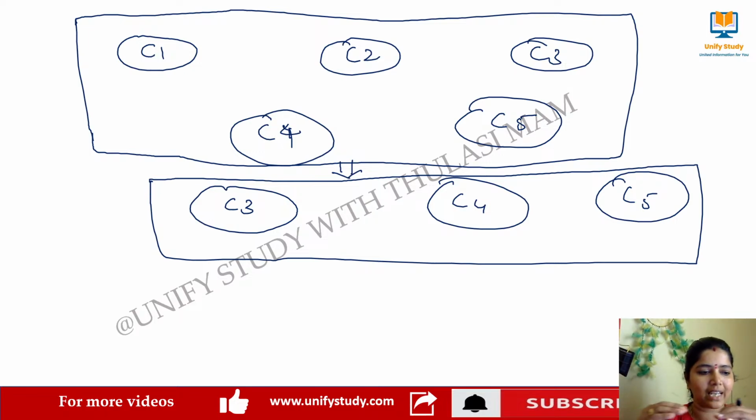From these selected clusters, C3, C4 and C5, I will take a selected number of units for another stage. Another more stage, and that we call what? Multi-stage clusters. Clear?